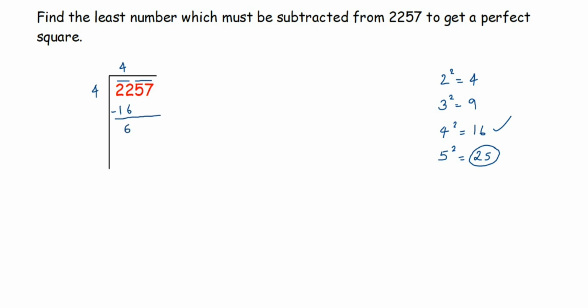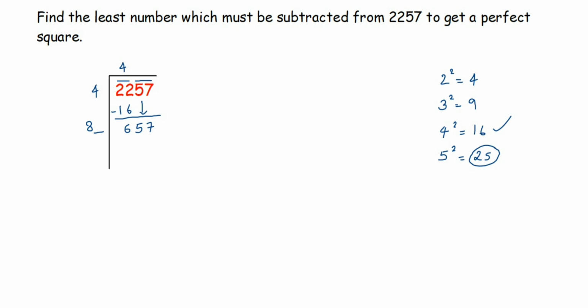Now we'll drop the other number. When we drop it, we have to drop the entire pair, that is 57. Now we have 657. Again for this step, the divisor will change. How to find the divisor? In the quotient we have 4. We have to take the double of 4, that is twice of 4, which is 8. Now 8 will be in the tens place. We have to find one more digit in the units place, that is the ones place.